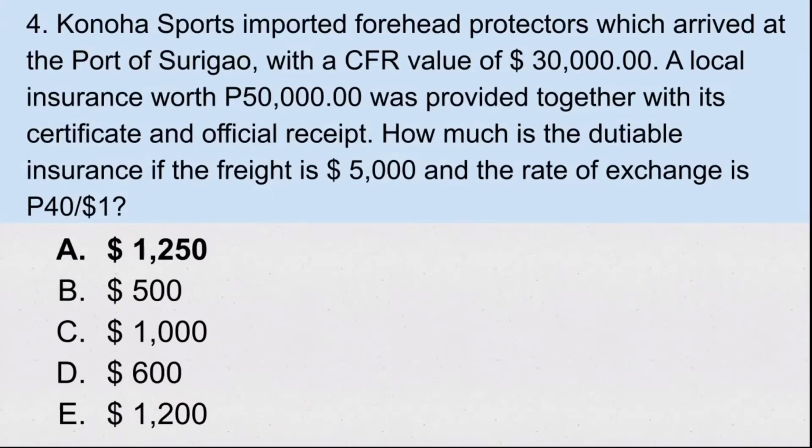Next problem. Konoha Sports imported head protectors which arrive at the port of Surigao with a CFR value of $30,000. A local insurance worth 50,000 pesos was provided together with its certificate and official receipt. How much is the dutiable insurance if the freight is $5,000 and the rate of exchange is 40 pesos to $1? Letter A, $1,250, B, $500, C, $1,000, D, $600, or E, $1,200. So our answer here is letter A, $1,250. So here's the solution.